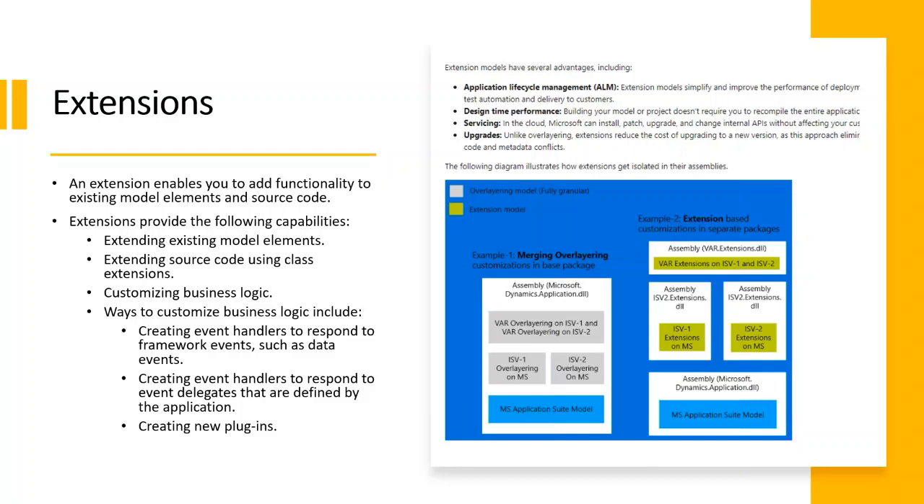Let's take a look at this diagram. So here there is an overlaying model. This is an MS application suite model, and here the same using extension. So we have an extension here, we have an extension for the ISV1, we have an extension for the ISV2. But on the overlaying, we just have the overlaying.